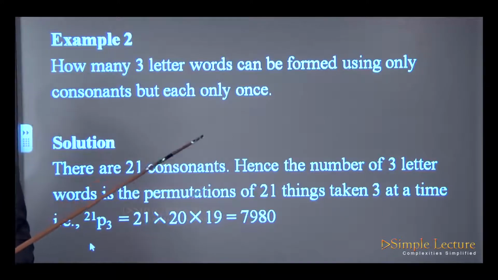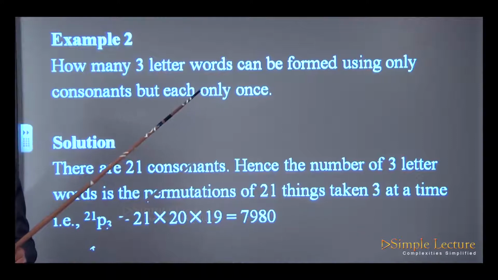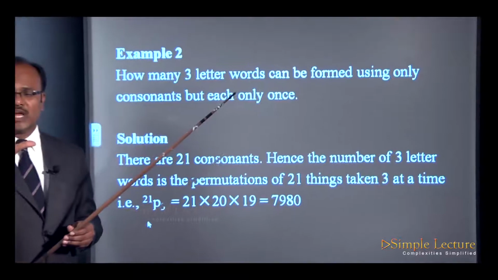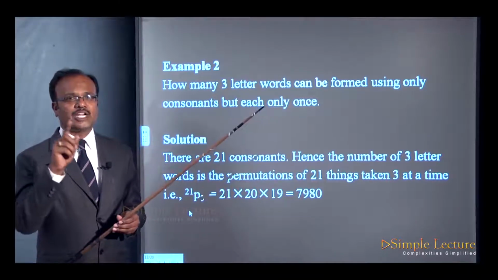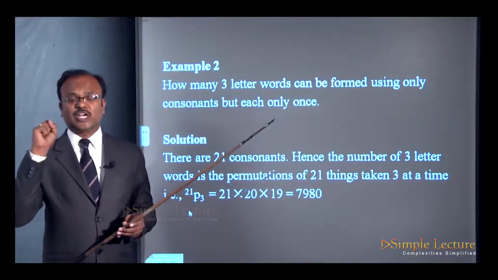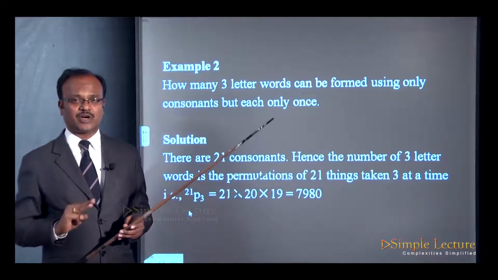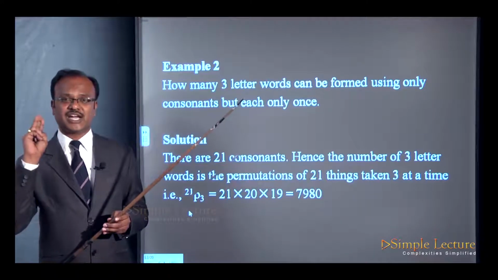So, now you know the alphabets can be classified into vowels and consonants. So, what are the vowels? A, E, I, O, U. So, A, E, I, O, U, 5 vowels. If you take them out from the alphabets, how many consonants will be there? 21 consonants will be there. So, out of these 21 consonants, you have to make a 3-letter word. So, that means you can select only 3 consonants at a time.